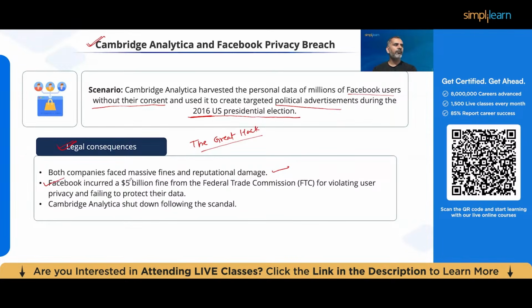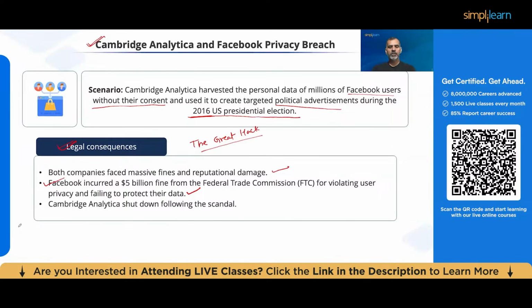Facebook incurred a $5 billion fine from the Federal Trade Commission for violating user privacy and failing to protect their data. And Cambridge Analytica shut down following the instruction. So that company was shut down even following that instruction. So now you see the legal consequences.